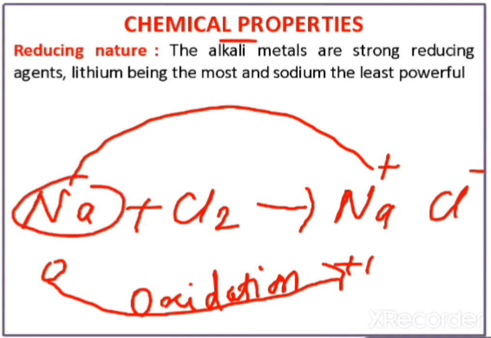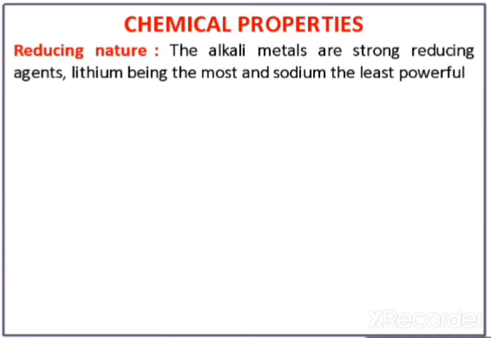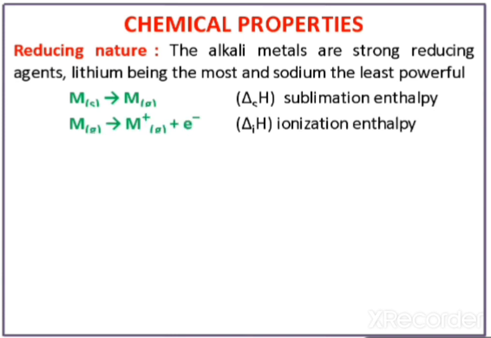Now we can say alkali metals are reducing agents because they have a strong electron donating nature. Lithium is the most and sodium the least powerful. Okay, in reducing character, lithium is the strongest reducing agent. Their reducing capacity decreases as we move down a group. Now in reducing nature, see, first the metal will convert into gas, because the metal is in solid state. So solid converts into gas. Their enthalpy of sublimation takes place.